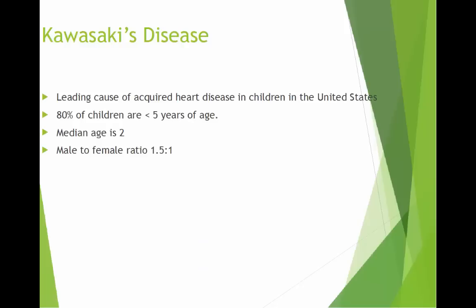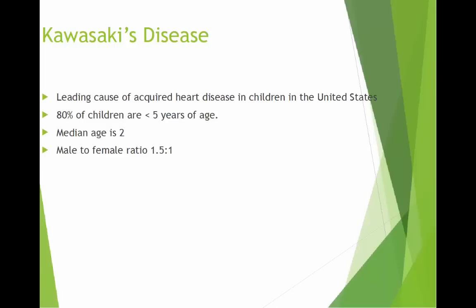Now, let's talk about Kawasaki. Kawasaki is basically a vasculitis. It sometimes involves the coronary artery and tends to occur in infants and children between 1 year and 8 years of age. It's characterized by fever, rash, conjunctivitis, mucous membrane inflammation, and lymphadenopathy. Coronary artery aneurysm may develop and rupture and cause myocardial infarction.